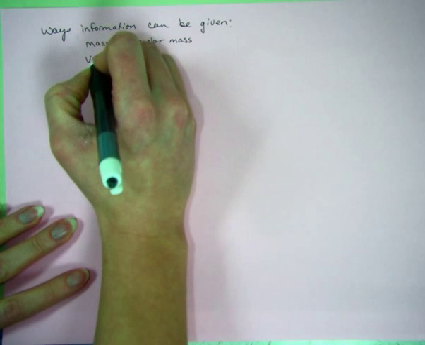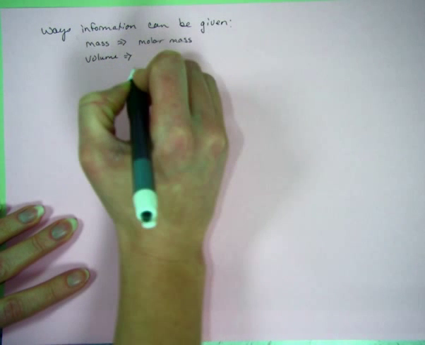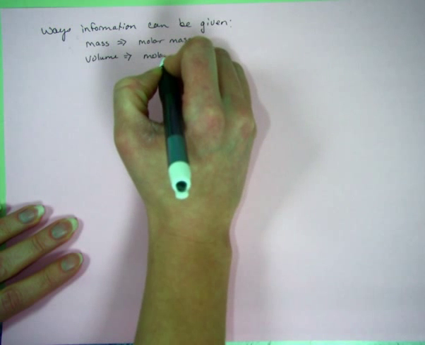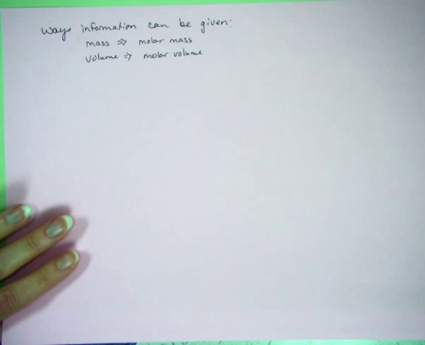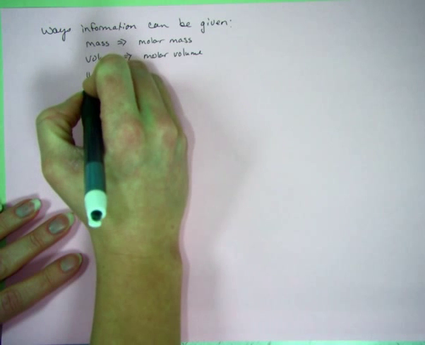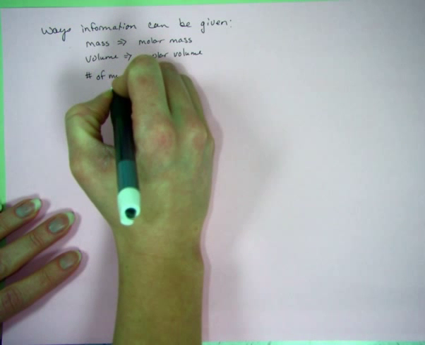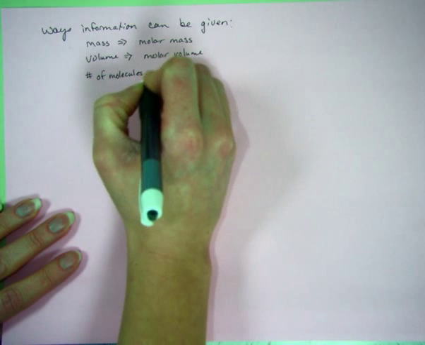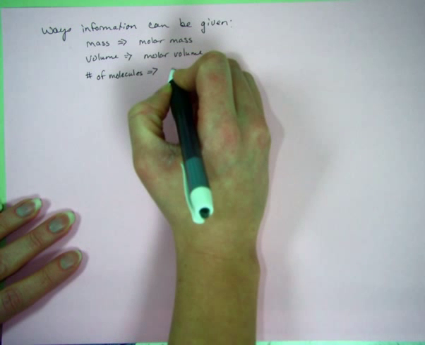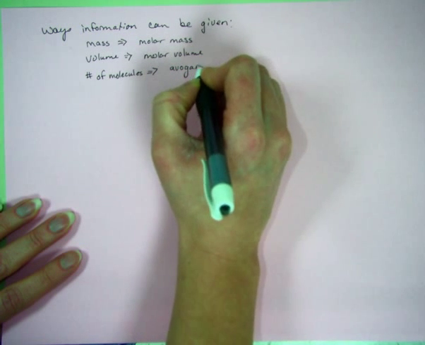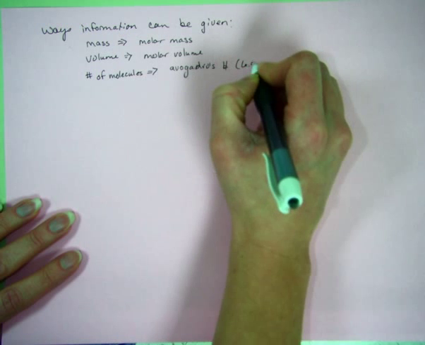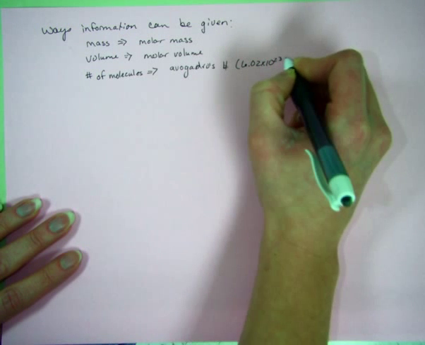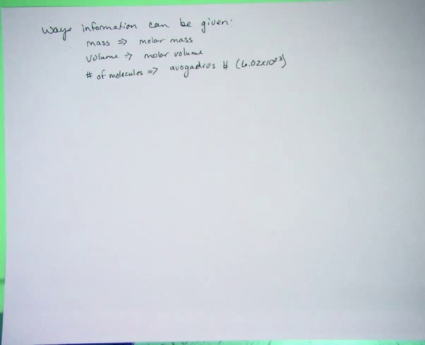You could be given a volume of a gas, and you can use molar volume to change to moles, or I could be really mean and give you a number of molecules, and you would need to use Avogadro's number, which is 6.02 times 10 to the 23rd, to convert it. All right, so we can do an example of one of those.